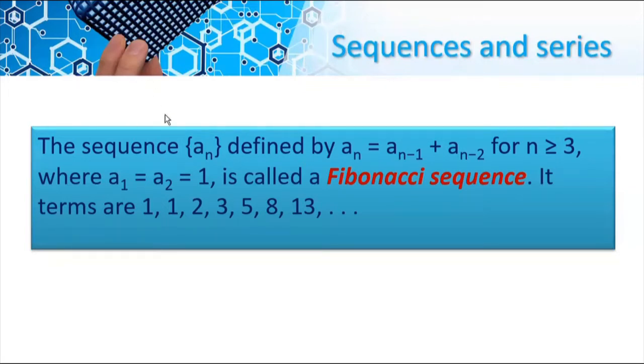Okay, so under ng another sequence, the sequence of the set of a sub n defined by a sub n is equal to the first term or the a sub n minus 1 term plus a sub n minus 2 term. Requirement: n must be greater than or equal to 3, where the first term and the second term are equal to 1. And that sequence is called a Fibonacci sequence. So ito yung kanyang first 7 Fibonacci sequence.